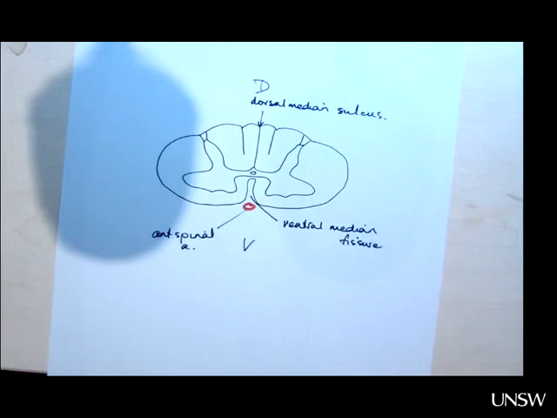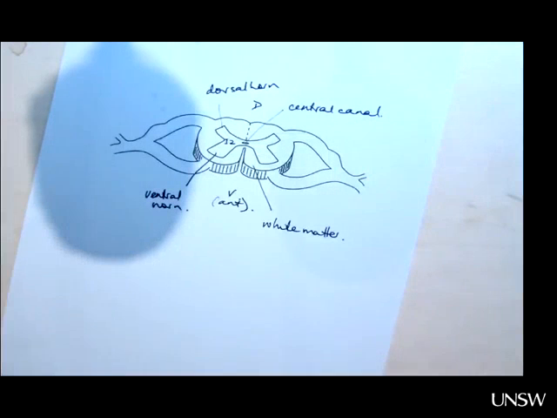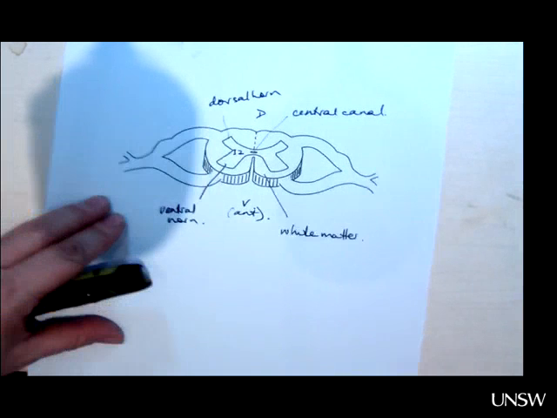Now, to remind you, the spinal cord is broken up into spinal nerves, or it has a series of spinal nerves coming off the sides of it. There's actually 31 pairs of spinal nerves, and this is just to remind you how the spinal nerves are formed.